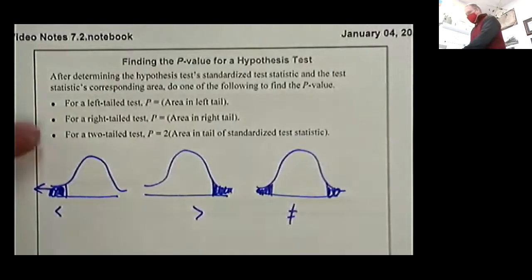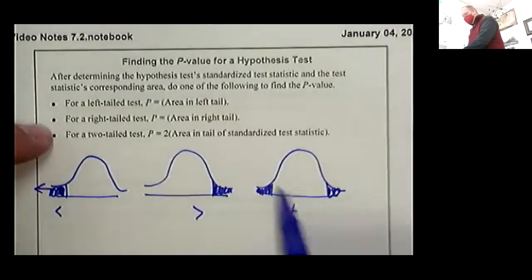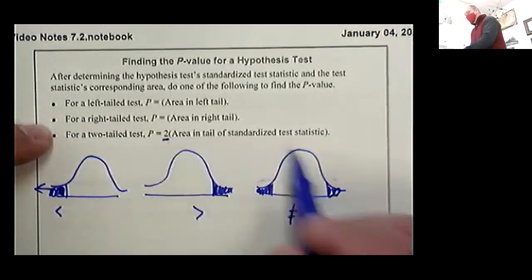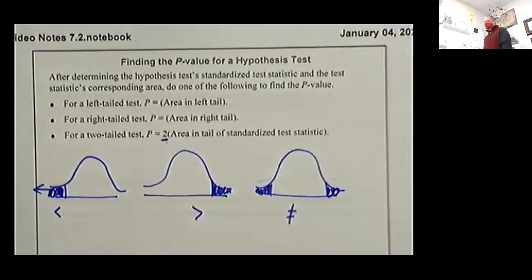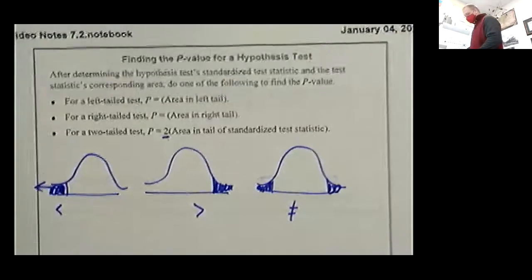The one difference we're going to have for a two-tailed test: remember these two areas are the same, but we need to double it. So we're going to double the area in one tail to make that calculation a little bit easier.